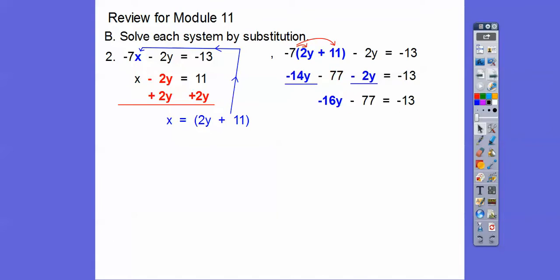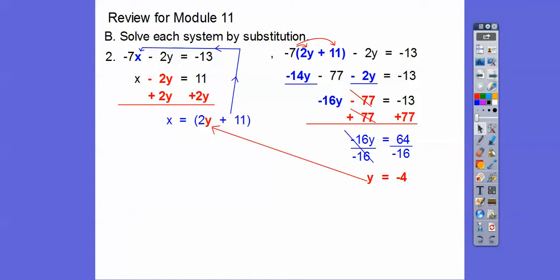Now we add 77 to both sides. -13 plus 77 is 64. And then divide both sides by -16. 16 goes into 64 4 times, but it's a positive divided by a negative, so it's -4. Now that's just y. We've got to get x, so I'll plug it back up where we have x equals next to the 2. So 2 times negative 4 plus 11. 2 times negative 4 is negative 8. Negative 8 plus 11 is going to get us 3. So our answer is an ordered pair, x comma y, so 3 comma negative 4.